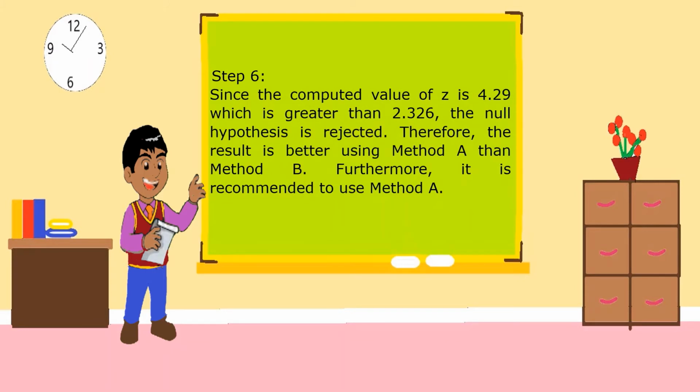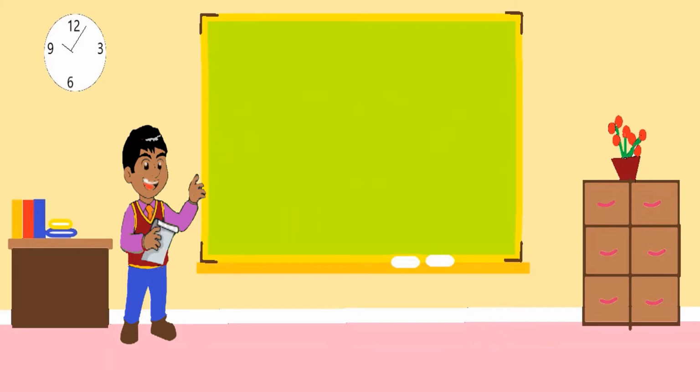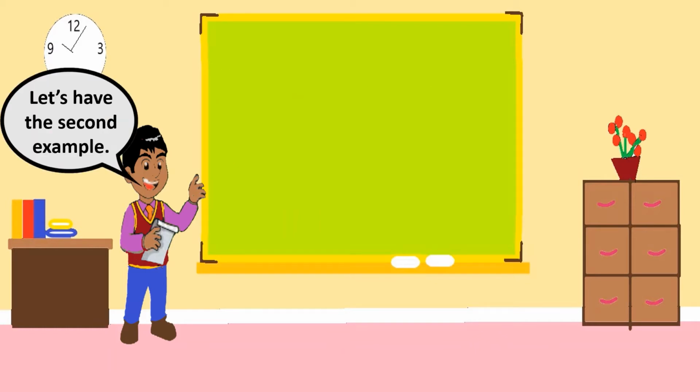Step 6, our decision making. Since the computed value of Z is 4.29, which is greater than 2.326, the null hypothesis is rejected. Therefore, the result is better using method A than method B. Furthermore, it is recommended to use method A. Let's have the second example.